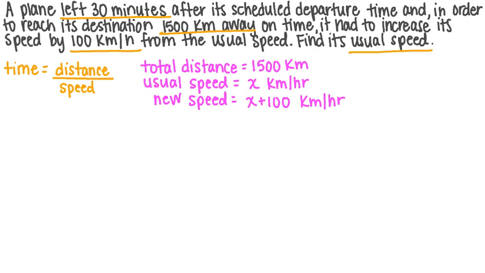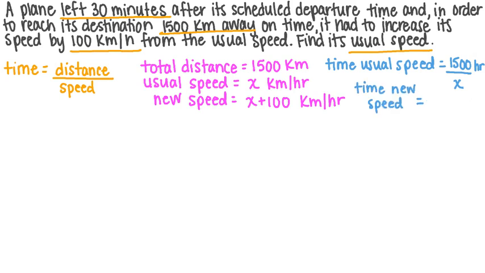So now let's talk about time. We know that time is equal to the distance divided by the speed. So if we want to know the time where the plane used its usual speed, it would be the distance of 1,500 kilometers divided by its usual speed, which we called x, which is in kilometers per hour. So the kilometers would cancel, and our time using the usual speed would be 1,500 divided by x hours.